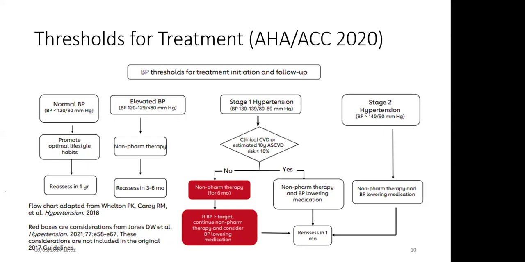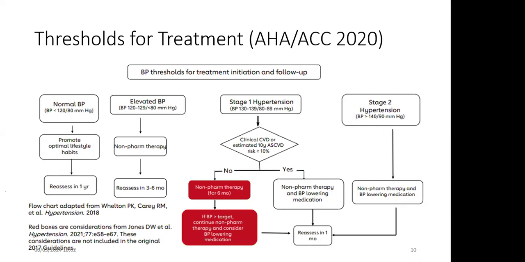So if they fit that criteria, having stage 1 hypertension with a 10-year risk that is less than 10%, then we continue with our non-pharmacological therapy for 6 months. And we always reassess after 6 months. If our BPs are greater than the targets we expect, then we continue non-pharmacological therapy and consider starting drugs, because our non-pharmacological interventions are not sufficient to achieve our BP targets.